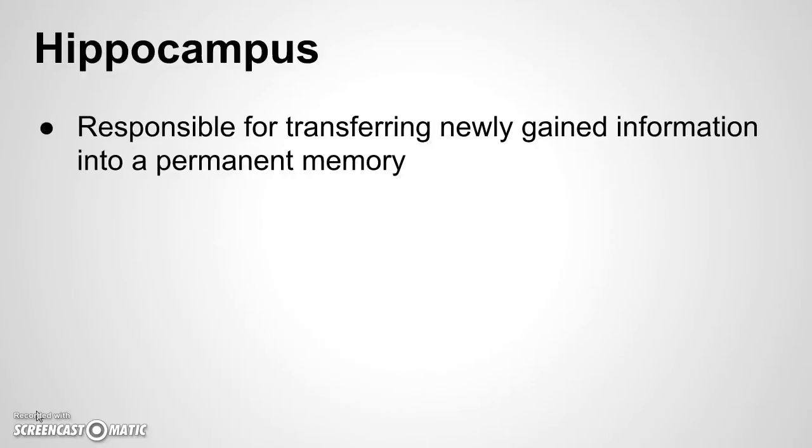The hippocampus is located on the medial temporal lobe of the brain, and the hippocampus is responsible for transferring newly gained information into permanent memory. This brain region gets its name because the area is spiraled like the tail of a seahorse, and at the time the Greeks used the word hippocampus, which translates into English as seahorse.